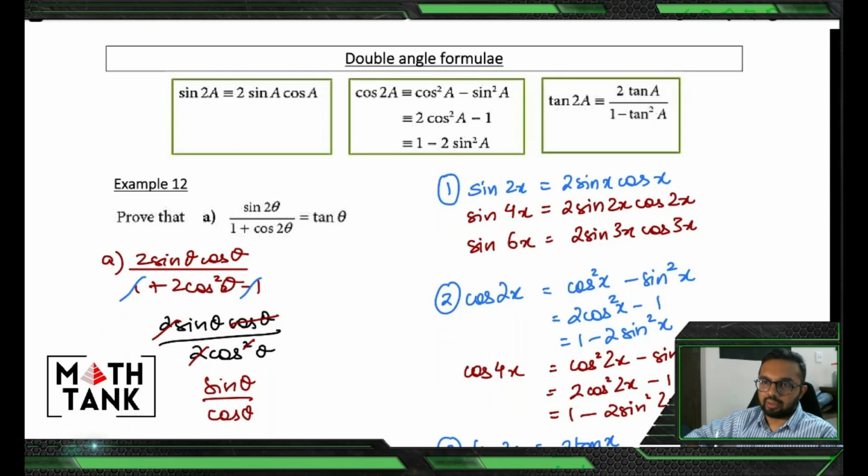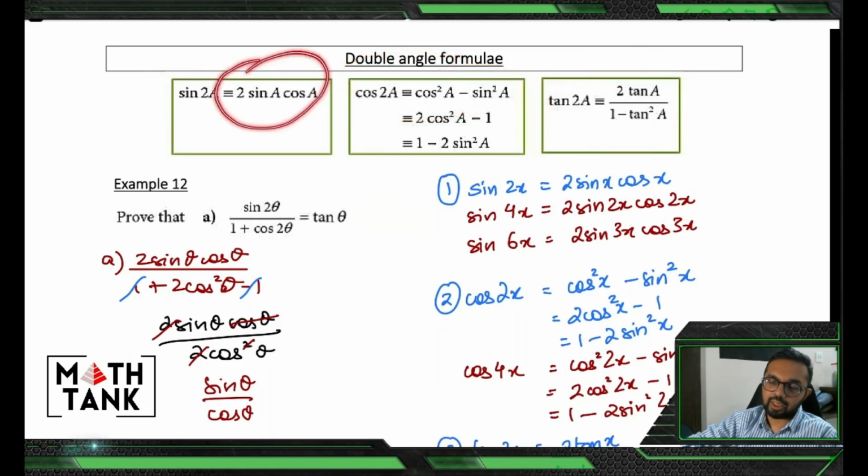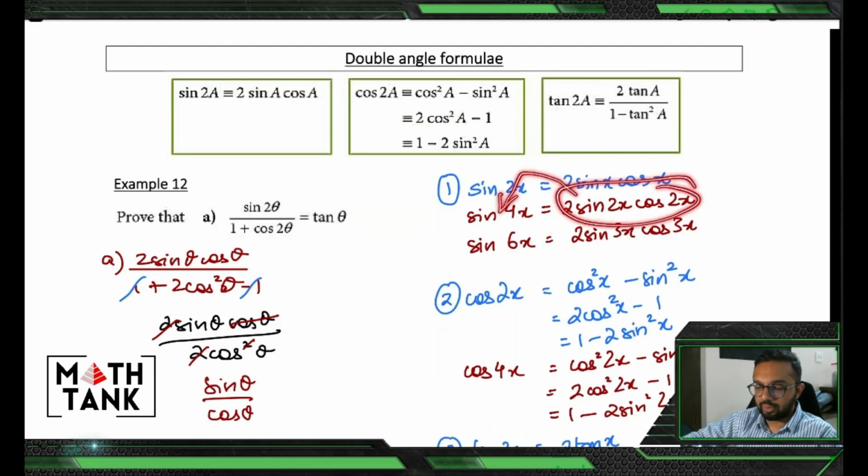Then you have the double angle formulae. So you have three double angle formulas: sine 2a, cos 2a, and tan 2a. Sine 2a is simple, 2 sine a cos a. What I want you to understand is this identity operates in multiples. So let's say you have sine 4x, that would give you 2 sine 2x cos 2x. If you have sine 6x, that's 2 sine 3x cos 3x. And remember that a lot of questions use identities in reverse. So I would give you this and expect you to come up with this. So you need to know that.